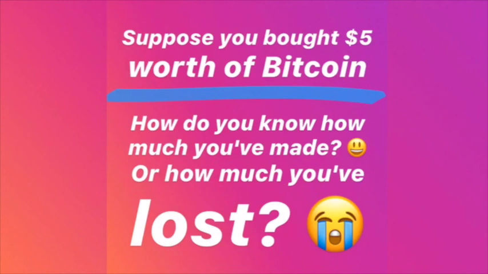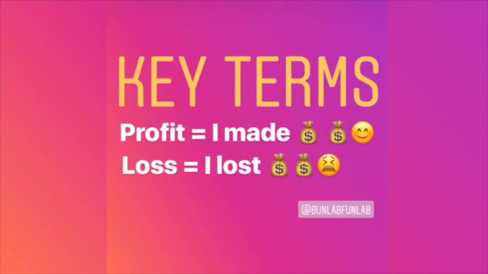So suppose you bought $5 worth of Bitcoin, and the question that we're going to deal with today is, how do you know how much you've made or how much you've lost? Let's get some key terms on the table just so everybody's clear. Profit means that off of your initial investment, you've made money over and above what you initially put in. In our example today, we're going to initially put in $5. And loss means that the $5 that we initially put in has suffered a loss, so it's gone down.